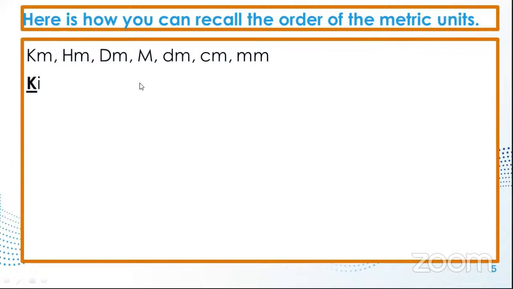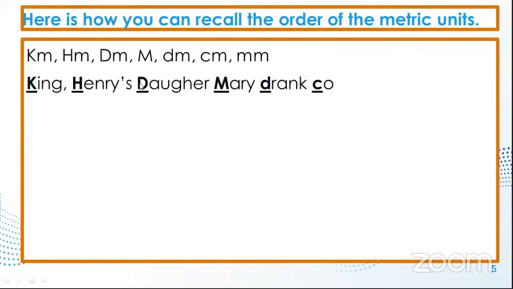You can say King Henry, daughter Mary, drank cold milk. Can we say King Henry's daughter Mary drank cold milk? Can we say that? I can't hear you. Can you say how we can recall this, members? King Henry's daughter Mary drank cold milk. Again. King Henry's daughter Mary drank cold milk.